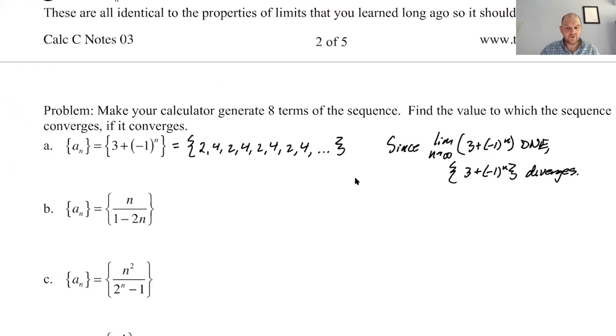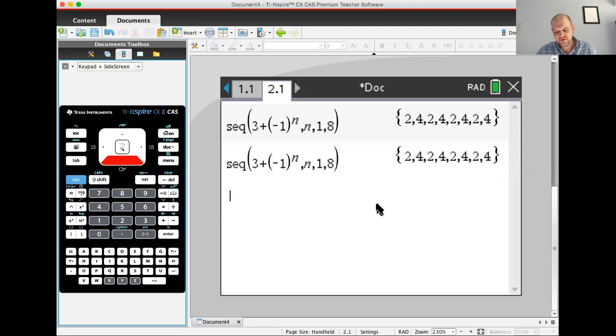So there's a lot going on there, though. I mean, we used the calculator to generate the terms of the sequence. That's good. Then we looked at the limit of the sequence. It doesn't exist, which means that the sequence itself must diverge. So, as with almost everything that we do, there's a lot of little background things that go into virtually every problem.